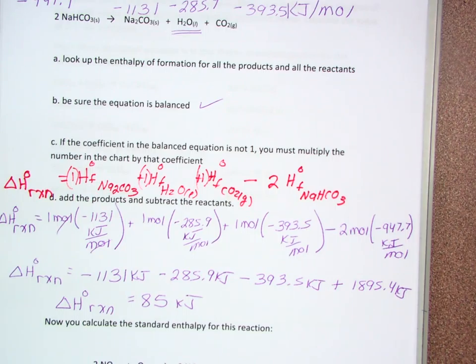So you add in the products, you subtract out the reactants. Sometimes my students like to add up all the products, add up all the reactants, and then subtract. That's fine. Mathematically, it's the same. The only thing you really have to watch is you're adding and subtracting. Some of the numbers are positive, some of them are negative. Make sure you don't slip a sign.